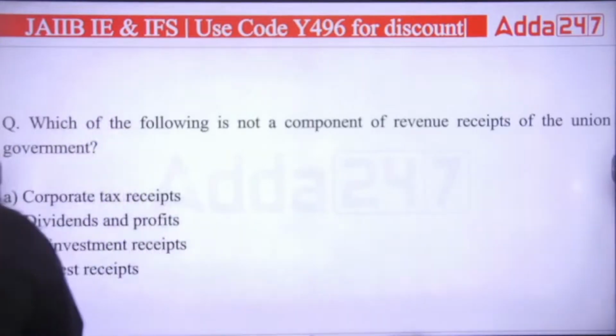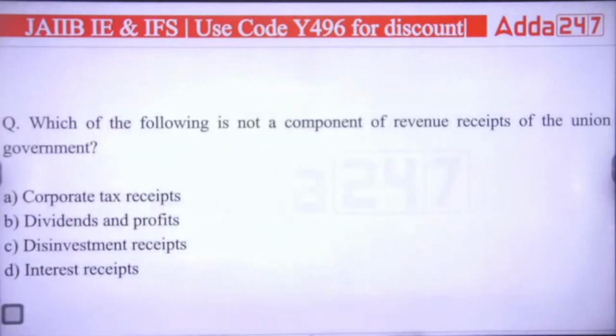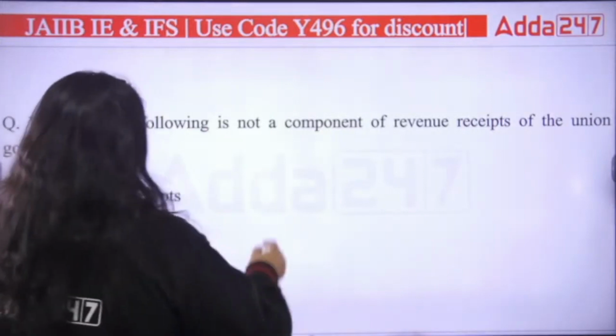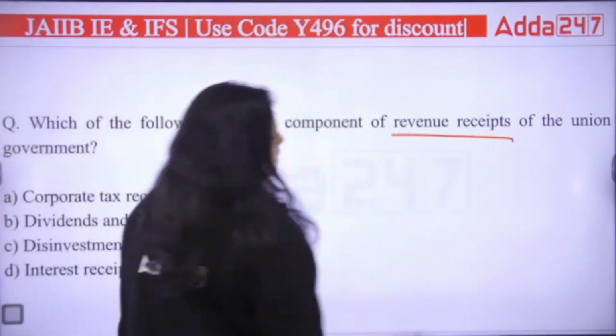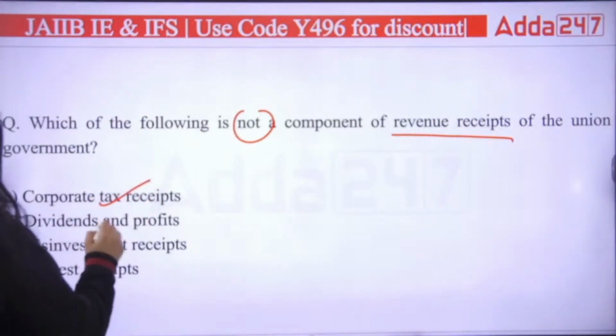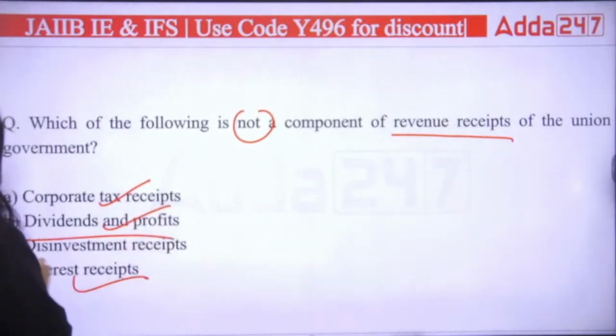Next we have here, which among the following is not a component of revenue receipts? So as we have discussed, revenue receipts is a day-to-day income of the government, and you have to answer which of the following is not a day-to-day income of the government. Corporate tax receipts, dividend and profit, investment receipts, interest receipts. It's very simple. Answer is actually the tax revenue is day-to-day, dividend profit is day-to-day, interest receipts is day-to-day, but disinvestment is not.